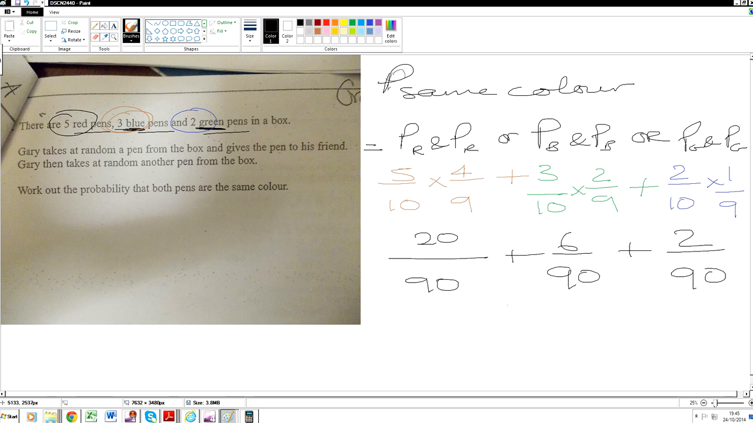Just add them up like that. 28 over 90. And if you simplify that down, 14 over 45. We're quite happy to say that is the answer to that examination question right at the end of the paper, A/A star. How many questions do we have left now on the paper? One more. Just one more. You finished quite early.